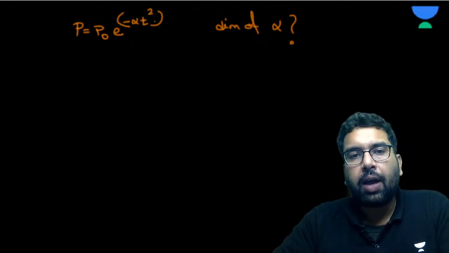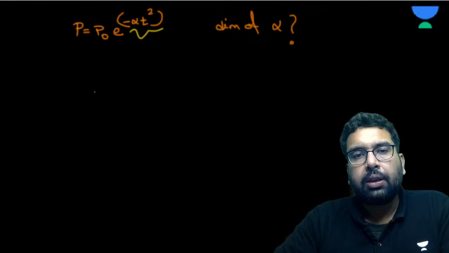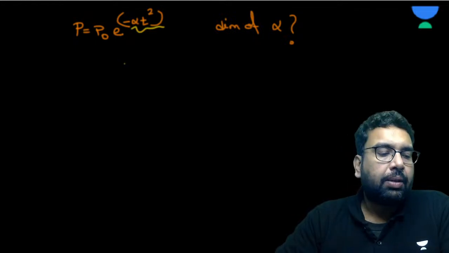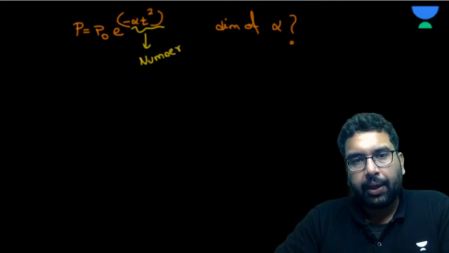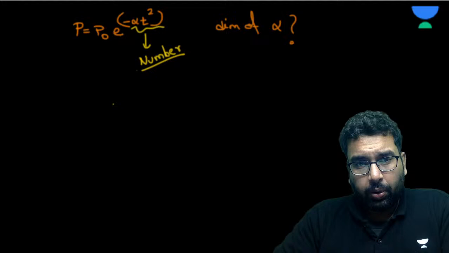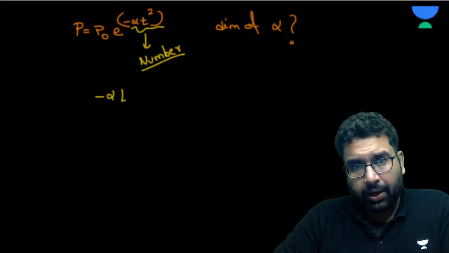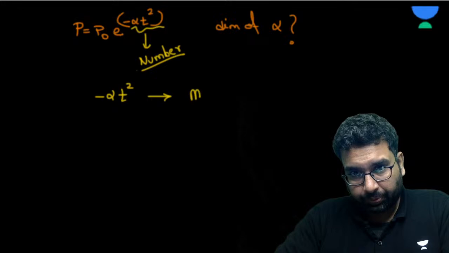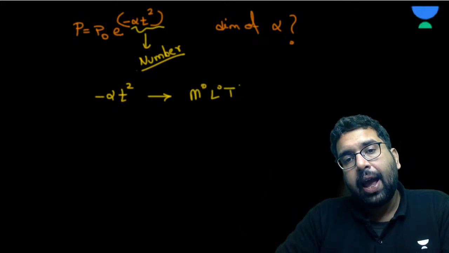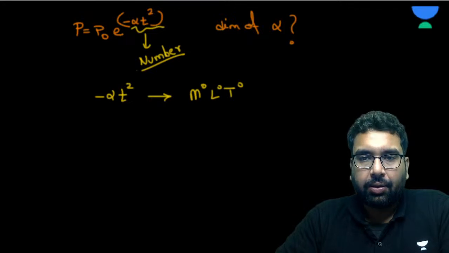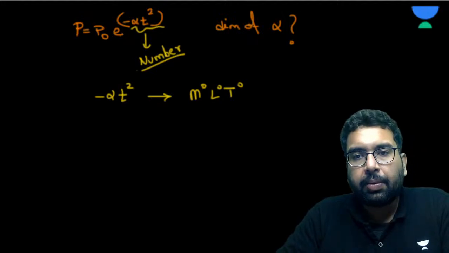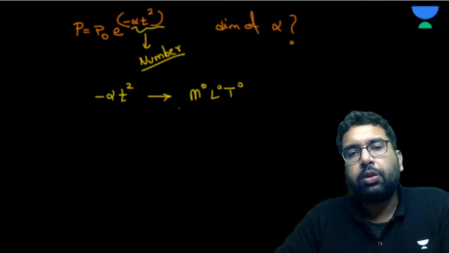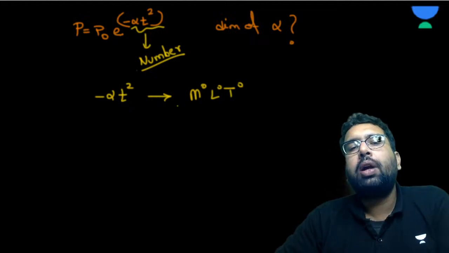For that, you have to use some common sense. See, it is e to the power something. When something is in the power, it has to be a number, no? If it is a number, then its dimension must be dimensionless. Not all the constants are dimensionless, but the constants which represent a number have no dimension. So the dimension of this thing must be M0 L0 T0.